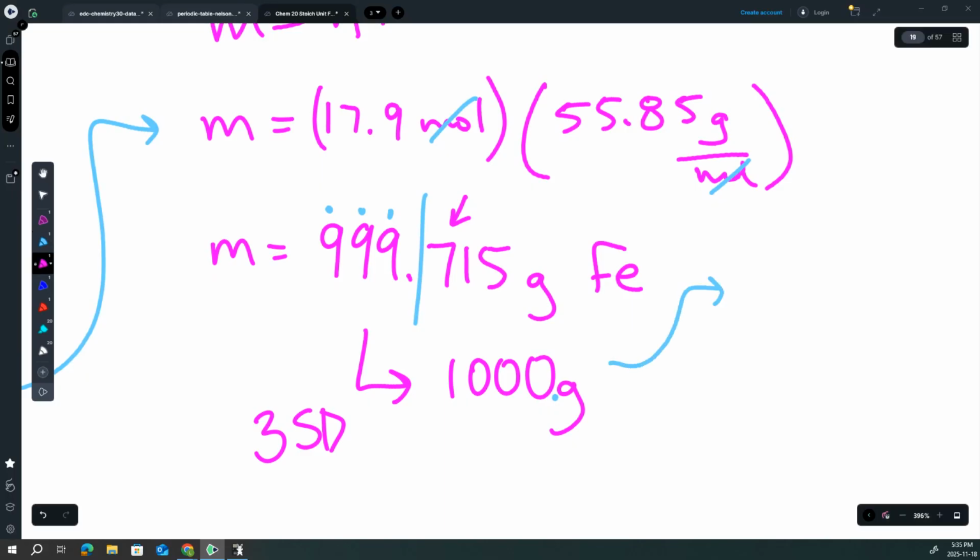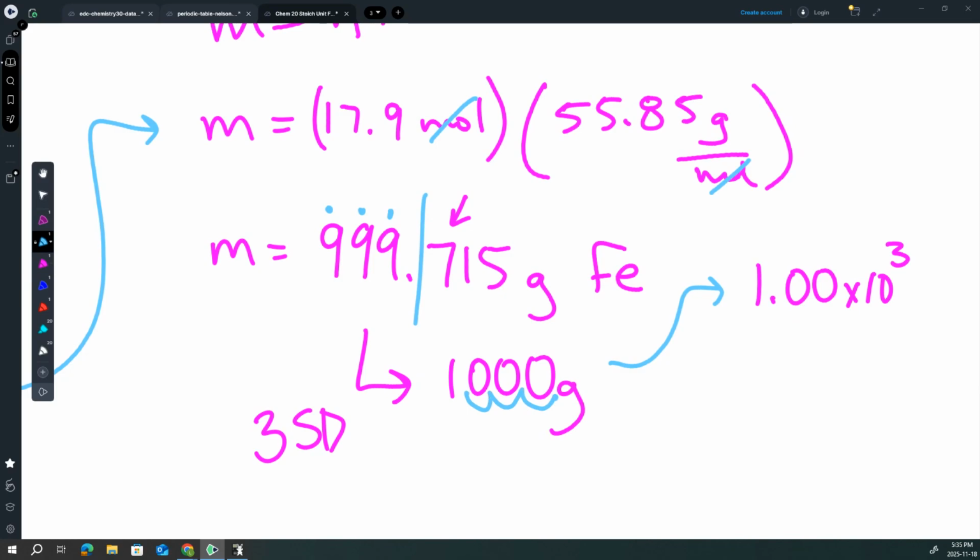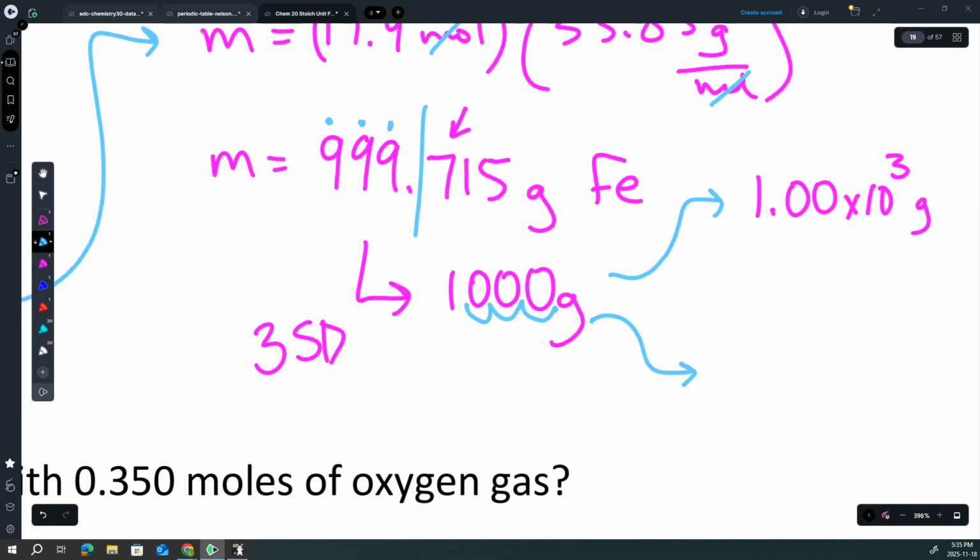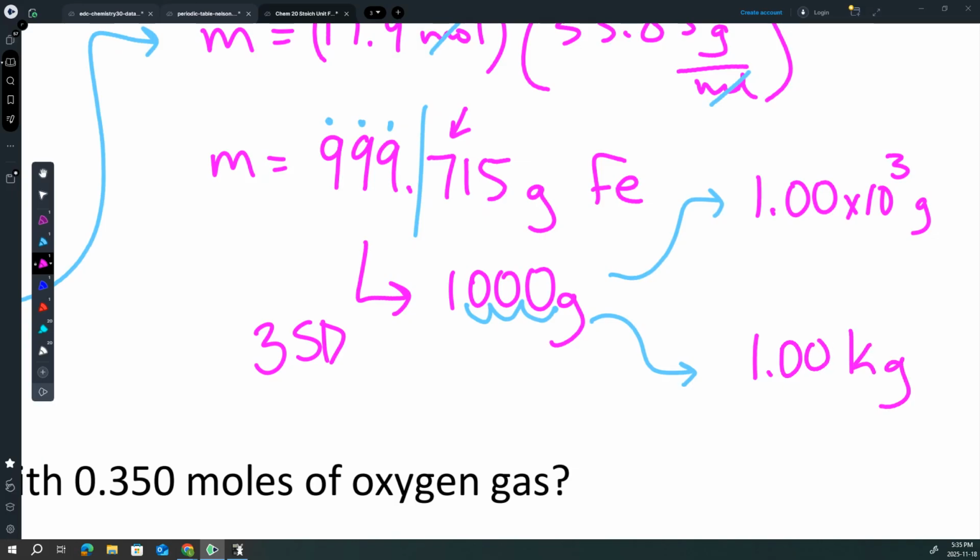Okay, so scientific notation for 1,000, you could do 1.00 times 10 to the power of 3, because we would have moved our decimal over 1, 2, 3 spots over to the left. And this would still be in grams. Okay, if you wanted to report your answer in kilograms and still have it in 3 sig digs, well, 1,000 grams is just 1 kilogram. Okay, so 1 kilogram, and that's in 3 significant digits. So either or is acceptable.